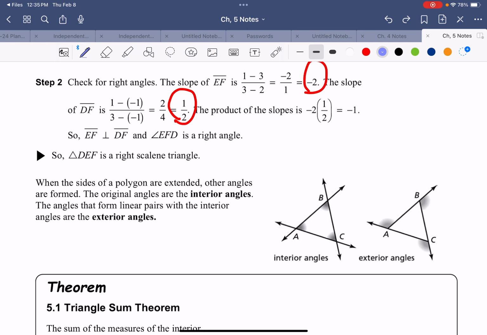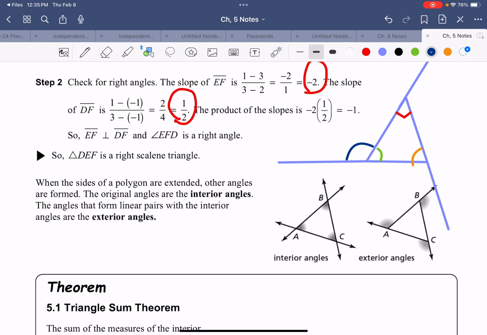Now, when you have a triangle, so here's my triangle, we have fixed lengths for the sides. But if I decided to extend each one of these lines, what I've done now is these are my interior angles. We'll color them different because I don't know if they are the same. But then I've also created an exterior angle here.